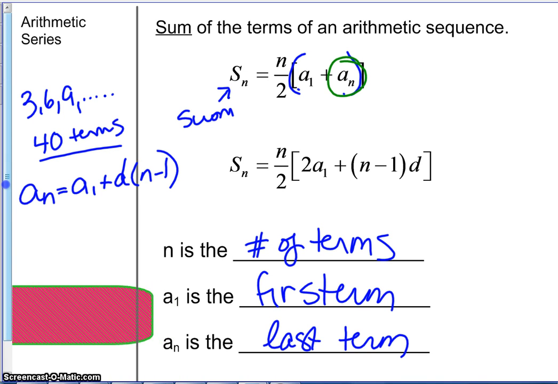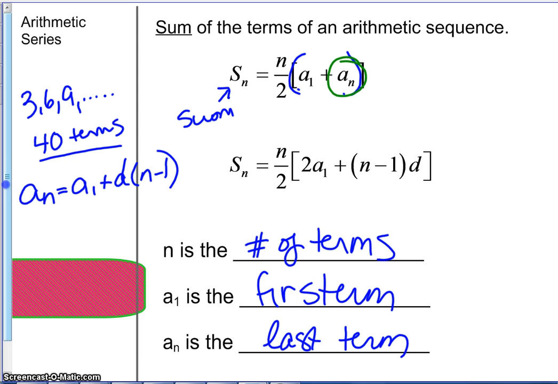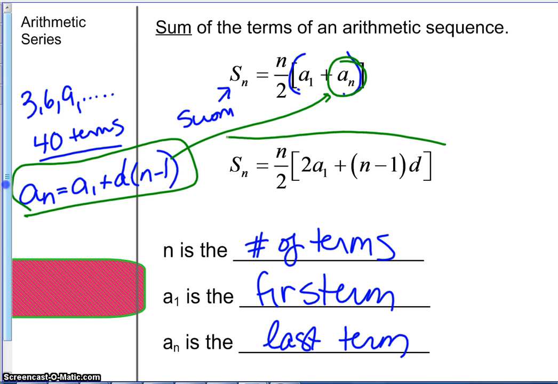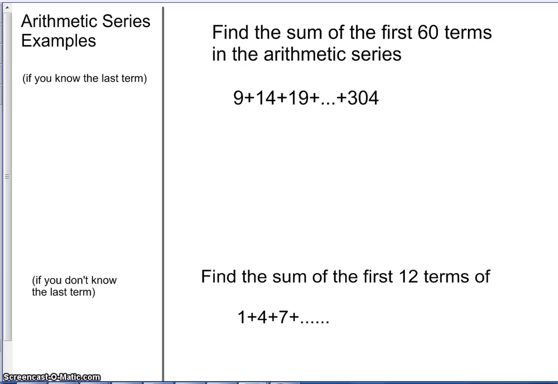It's okay. I actually don't like using it. I like calculating. You'll see me in another example. I'm going to calculate the a sub n off to the side and then plug it back in. But if you want it all in one formula, here it is, all in one formula. So let's look at some examples here.